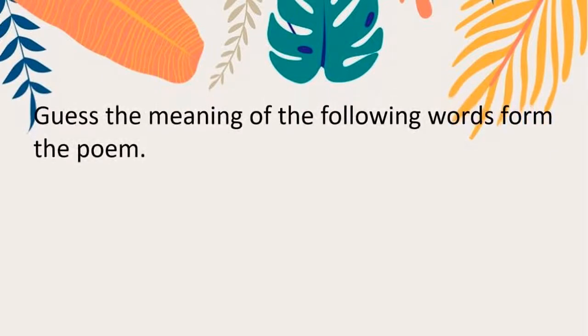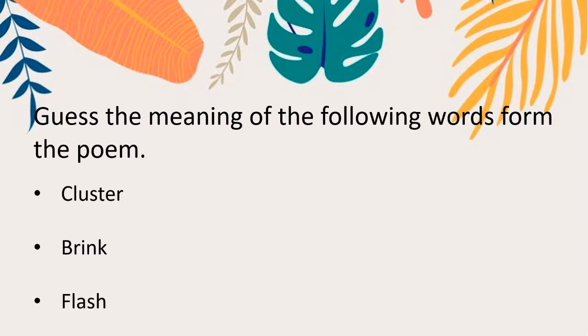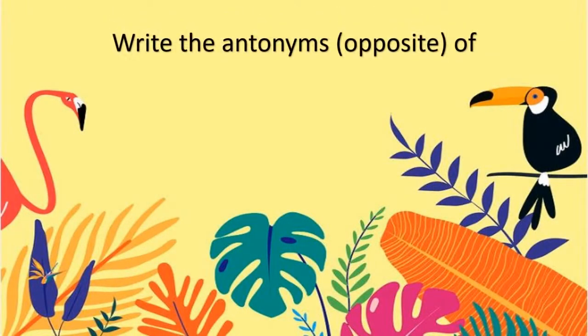Guess the meaning of the following words from the poem. First one is cluster, second one is brink, third one is flash. So students, you have to find out the meaning of all the 3 words and write it down. Write the antonyms or opposites. First one is bright, second one is high, and the third one is cool. So students, you have to write the opposites of these 3 words.